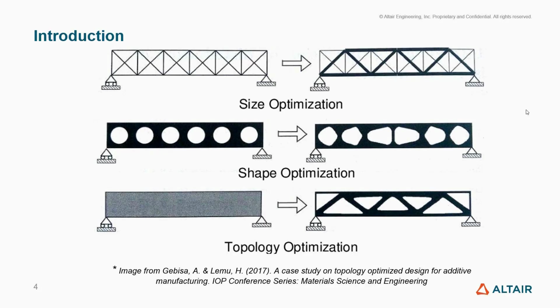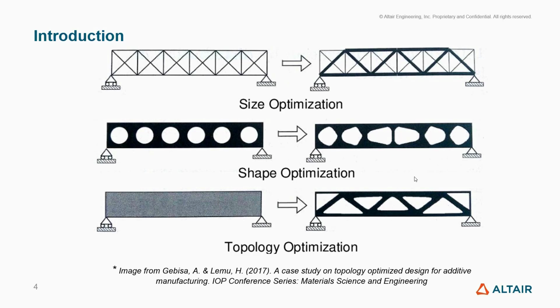There are three basic types of optimizations: size optimization, shape optimization, and topology optimization. So in size optimization, the geometric dimensions are changed to obtain the optimum design. Here in this case, the thickness of the boxes are varied to obtain an optimum design.